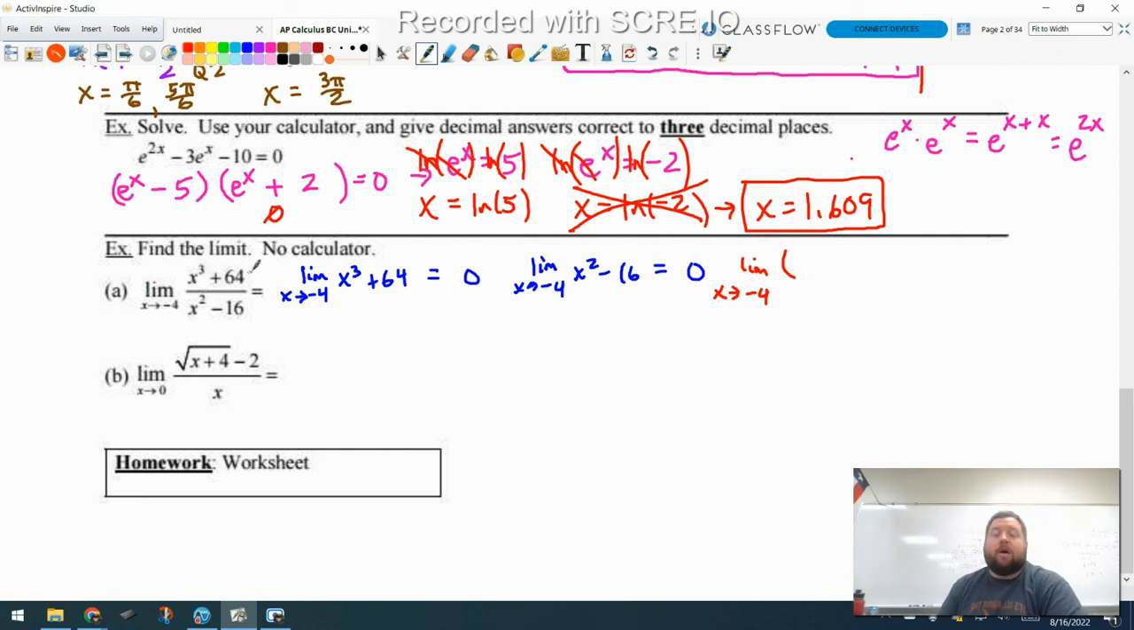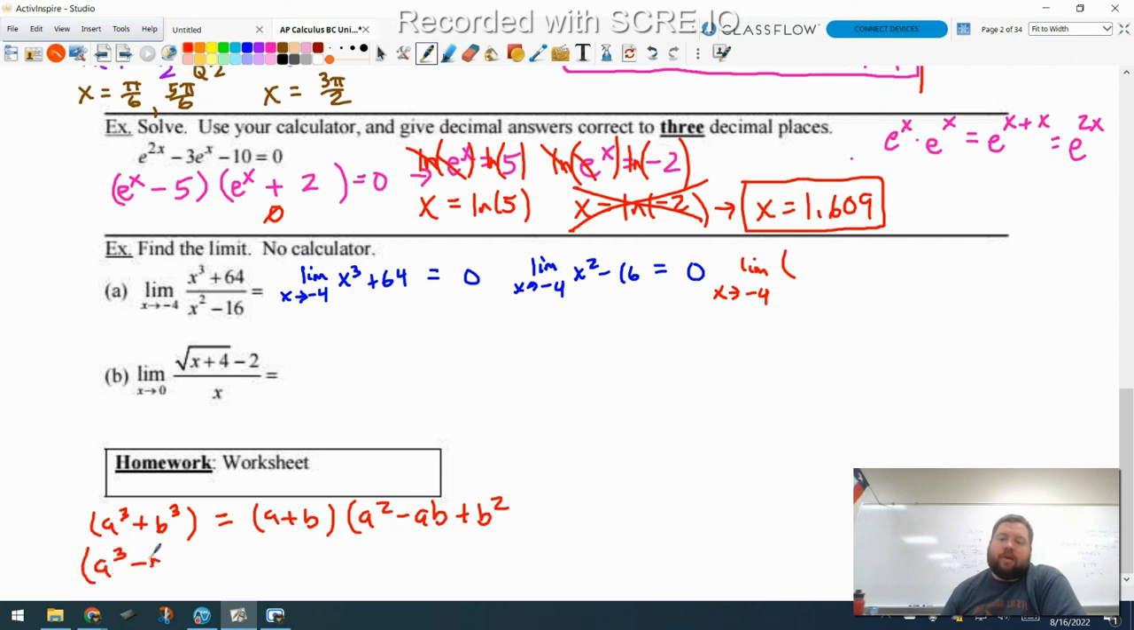This is a sum of cubes. So it's a formula you have to know. I'll write it down here. A cubed plus b cubed is equal to a plus b times a squared minus ab plus b squared. You can also do a difference of cubes. The only thing that changes are the signs.